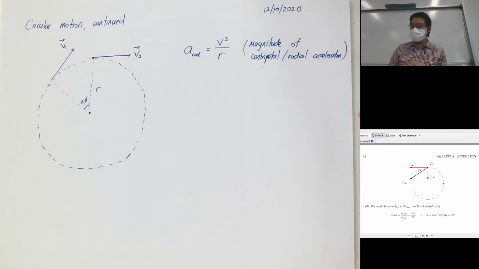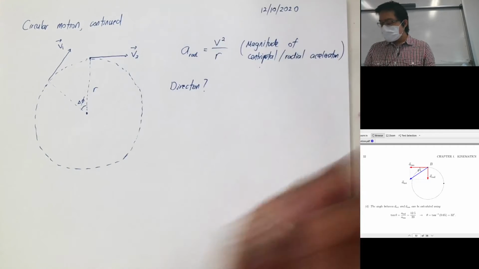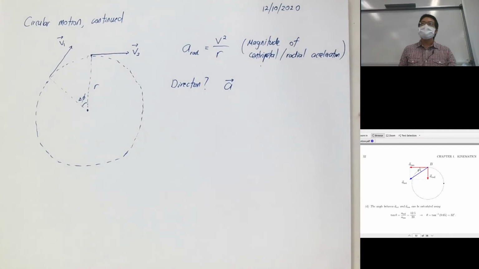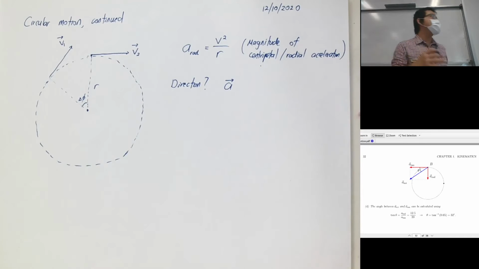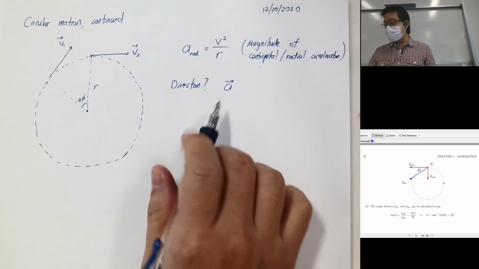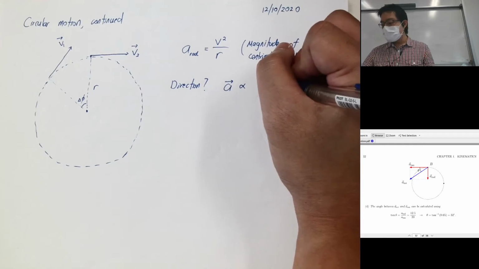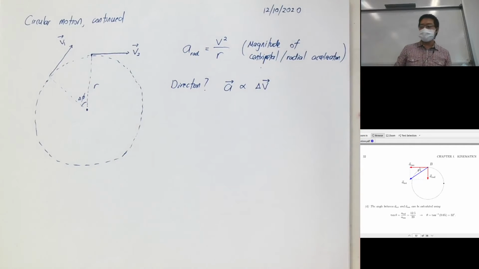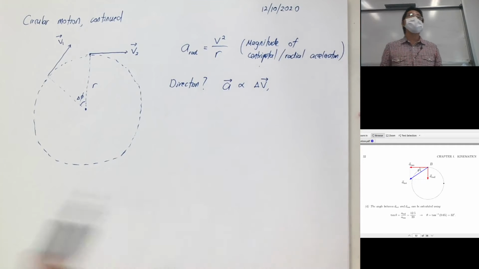To get the direction, we recall that the acceleration vector is the limit where dv/dt goes to 0. So the direction of the acceleration vector is proportional to the change in the velocity, and then we take the limit where this delta v goes to 0. So how do we get the direction?